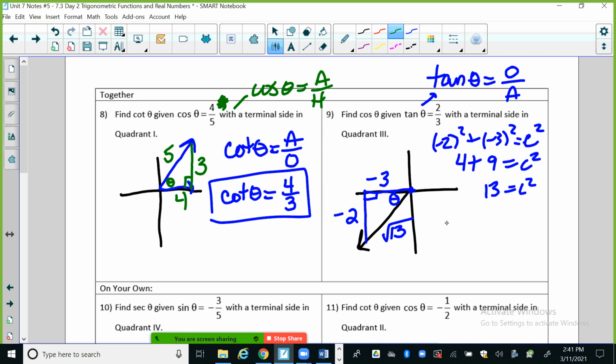So cosine of theta, which remember is adjacent over hypotenuse, is -3 over the square root of 13. But we have to rationalize. We can't have square root of 13 in the denominator of a fraction. So we multiply by square root of 13 over square root of 13. And we end up getting -3 root 13 all over 13.